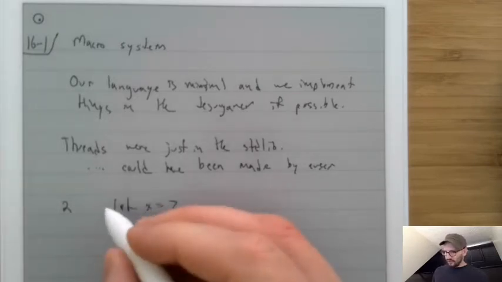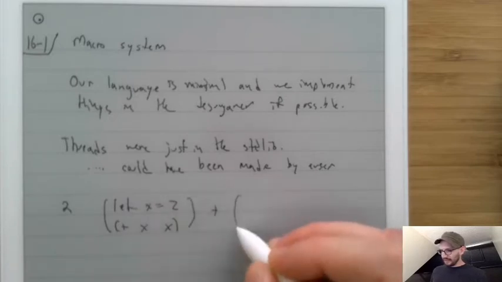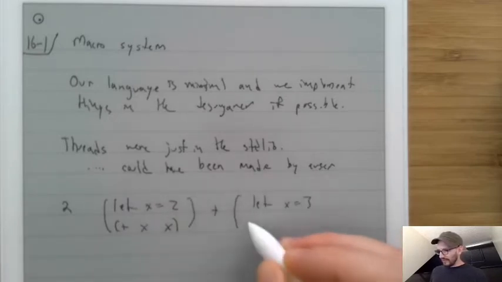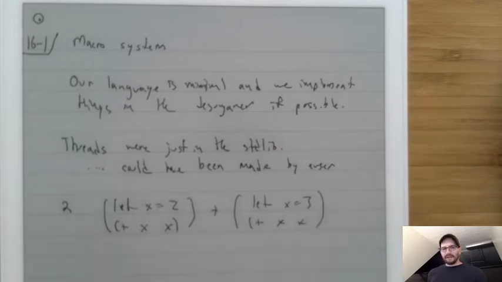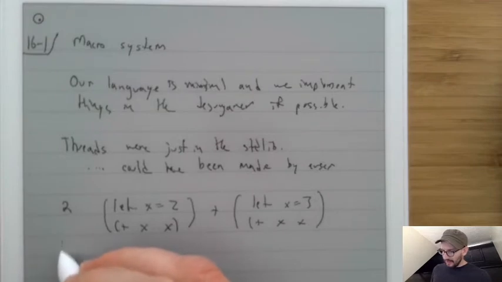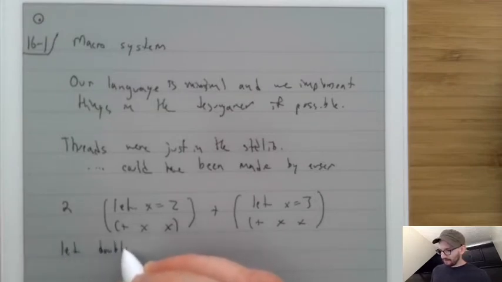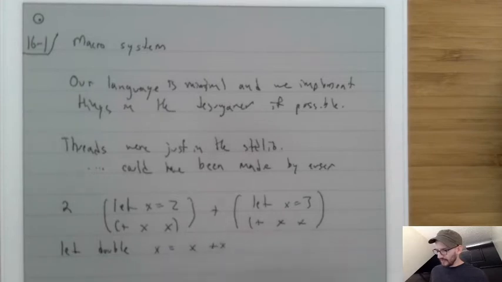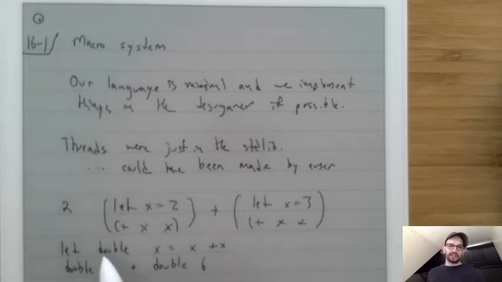But now imagine that I want to do this thing twice. Then I would write let x equals 3, and then I would write plus x x. It's really annoying and tedious to have to write this over and over and over again. It would be really desirable if our language supported functions. So then we could write something like let double x equals x plus x, and then I could write double 2 plus double 6. And now, because I've added the feature in my language of defining functions, I've made it so my program can be drastically simpler.